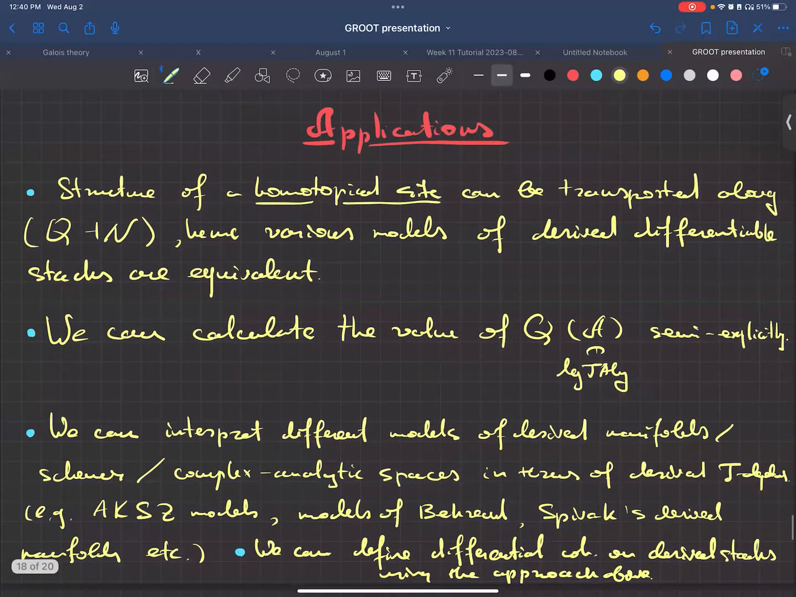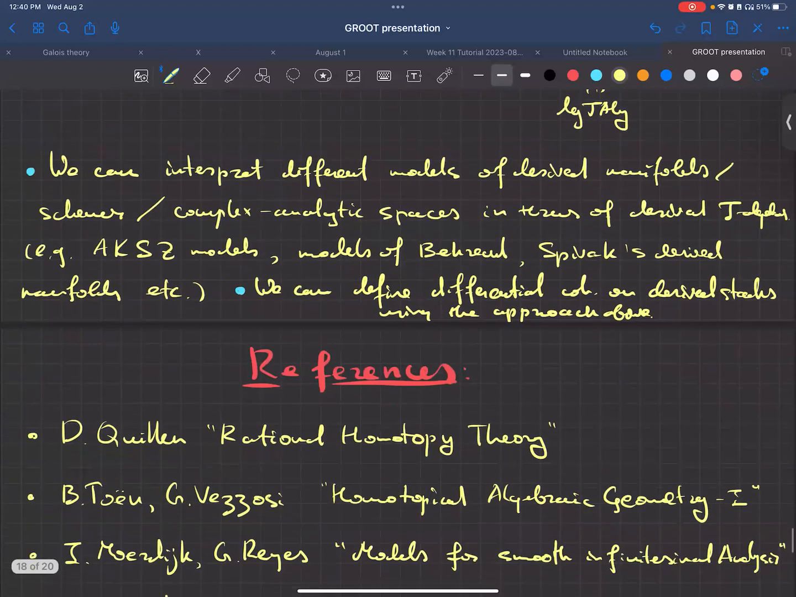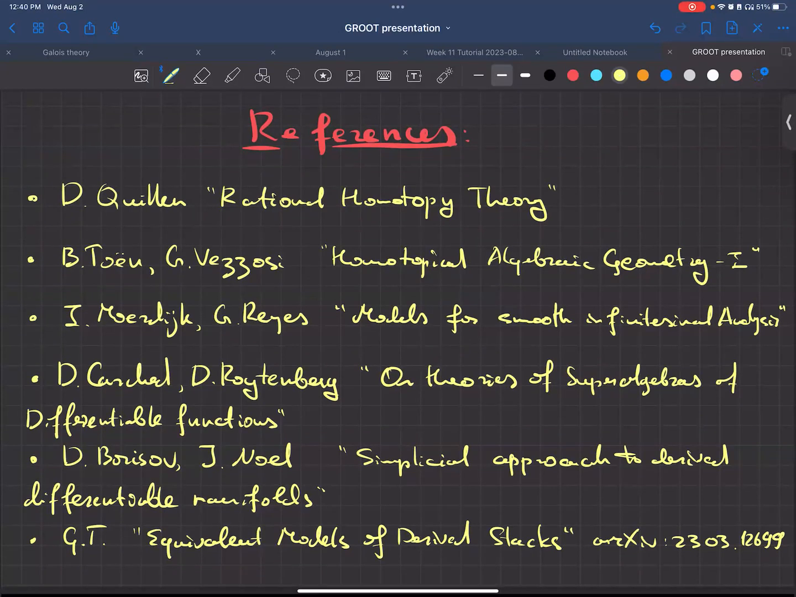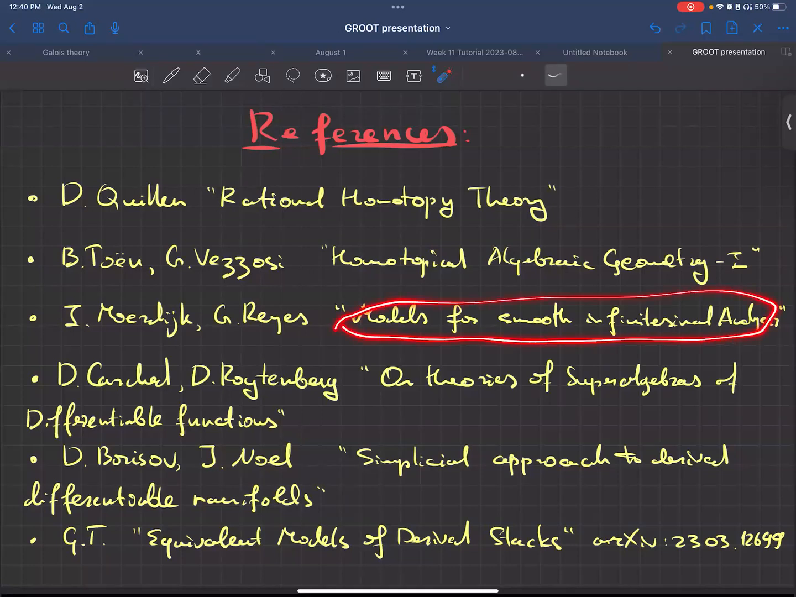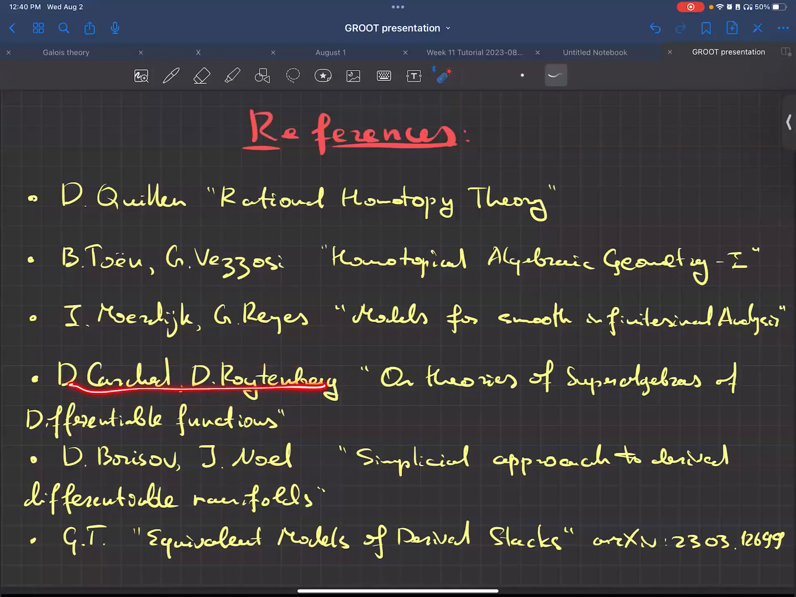main applications of the results obtained in this paper, and here are some references. So, of course, Quillen's paper on rational homotopy theory, Toën-Vezzosi paper on homotopical algebraic geometry. For C-infinity rings, I guess the main reference is the book by Moerdijk and Reyes, Models for Smooth Infinitesimal Analysis. And also there are several papers on various flavors of derived manifolds and derived C-infinity rings. And these are the paper of Carchedi-Roytenberg on theories of superalgebras of differentiable functions, the paper by Borisov and Noel, simplicial approach to derived differentiable manifolds, and finally, my paper, equivalent models of derived stacks. You can find it on arXiv.